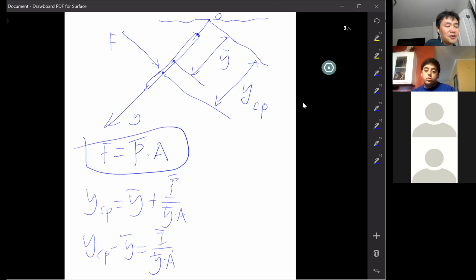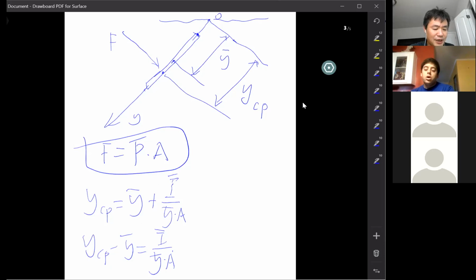For all these shapes, if you look at the file I sent you in GroupMe, it gives you an expression for I. It says I bar xx, it doesn't matter, it's just the I bar in this equation. For example, for the rectangle, I bar equals B times H cubed divided by 12. What is B and what is H? Be careful. B is the bottom width. H is the height of the rectangle. Again, there is a lot of geometry in this part of fluid mechanics.